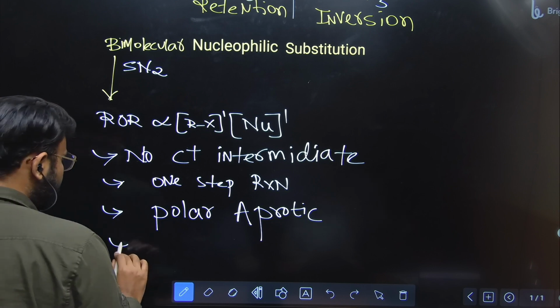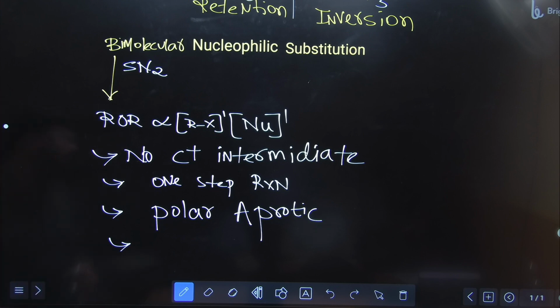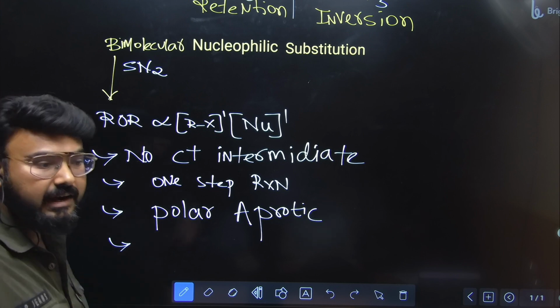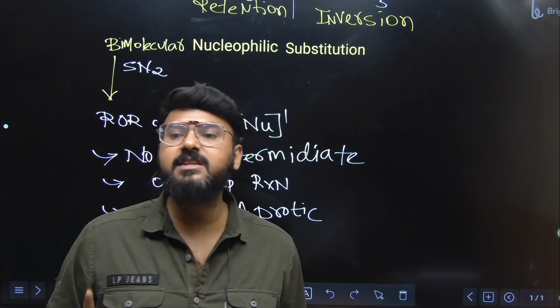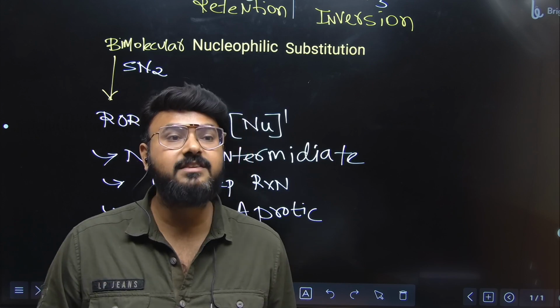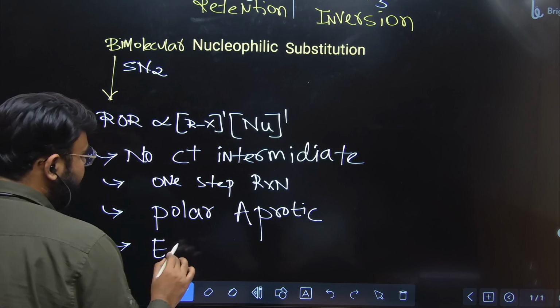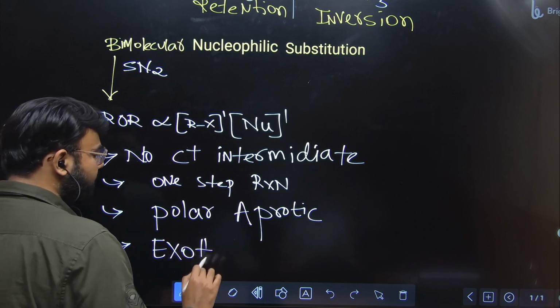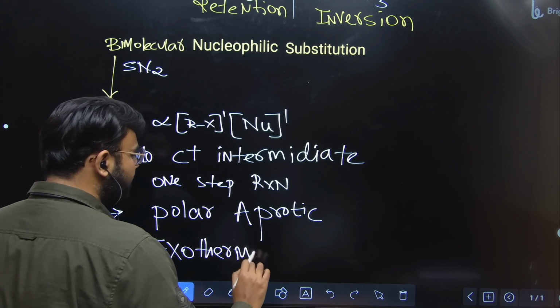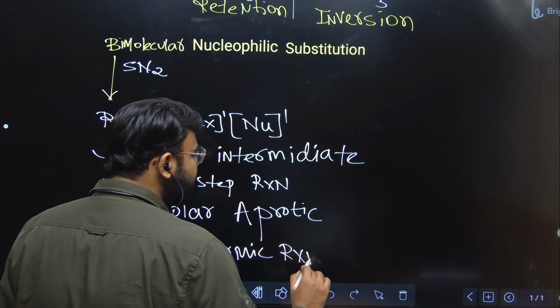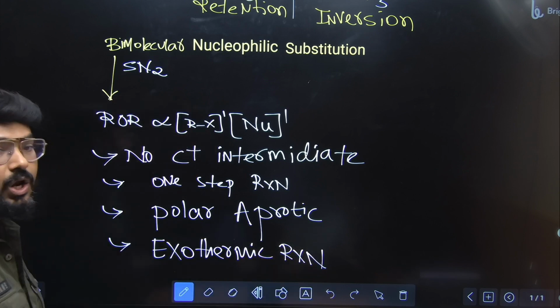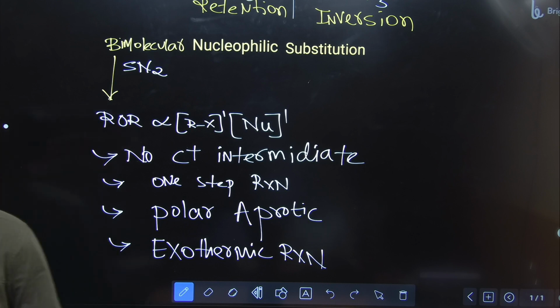Also, guys, please remember there is only one similarity between SN1 and SN2. And what is that? They both are exothermic reactions. It means they both are favored at low temperature. All right. Take a note of this. It's super important.